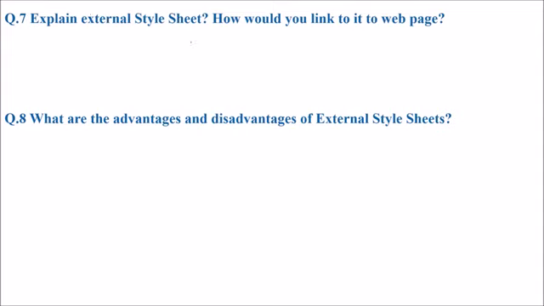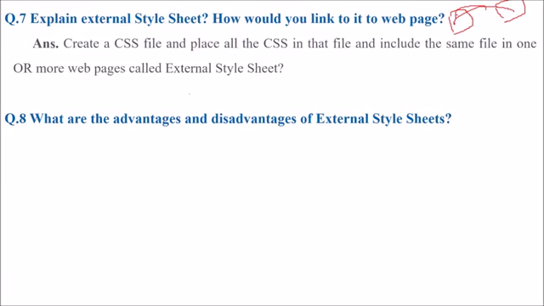Explain external style sheet. How would you link it to the web page? Now you have a web page. You create a CSS as an external file and then you link it. So how are you going to link it? You can create a CSS file, maybe using your text editor, Notepad++ or even Notepad, and place all the CSS in that file and include the same file in one or more web pages, called an external style sheet. This is the syntax to do that.